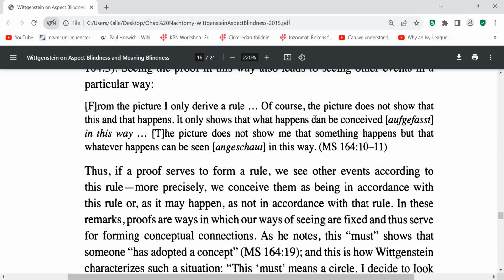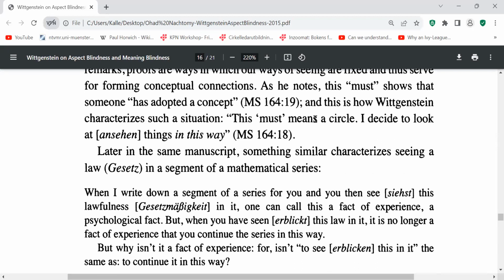As he notes, this must shows that someone has adopted a concept. And this is how Wittgenstein characterizes such a situation. This must means a circle. I decide to look at it. Look at things in this way. So even to learn a circle is a sort of development of aspect seeing that ends in a circle. And I can bet you that there will be inhabitants of the Brazilian rainforest who don't see circles until they train that very feature.